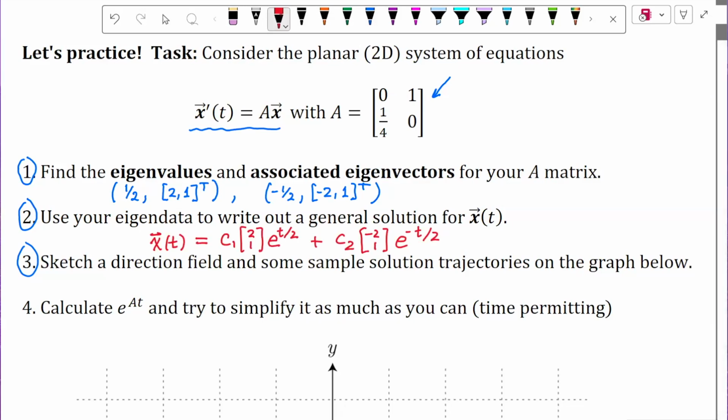Finally, let's go to sketching our solution. We should ask what this solution form means when it comes to thinking about sketching solutions. We see that part of the solution will move in the direction of vector 2, 1, and grow at a rate e to the t over 2, while the other part of the solution is going to move in the direction of the vector -2, 1, and shrink at a rate e to the -t over 2.